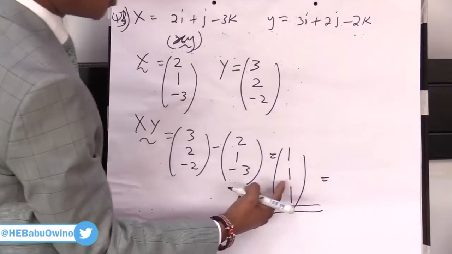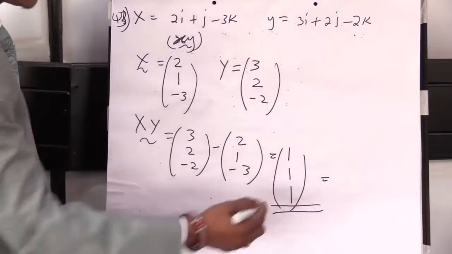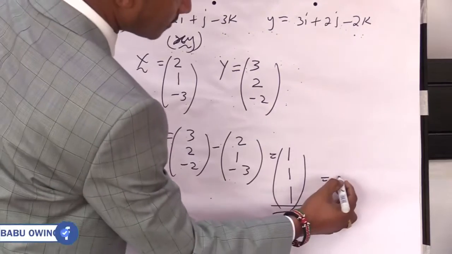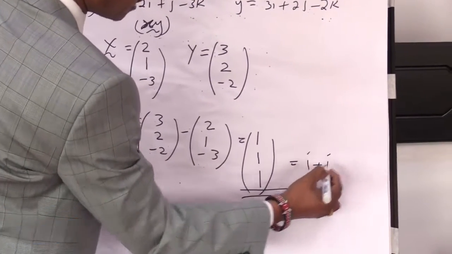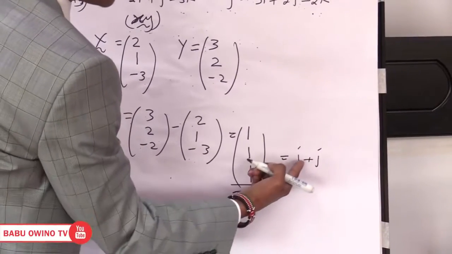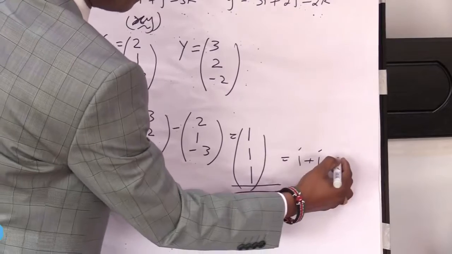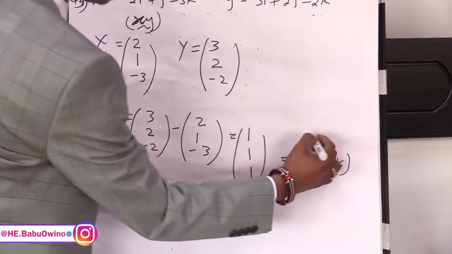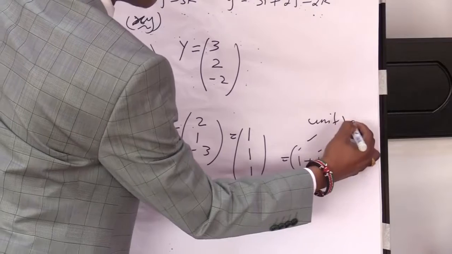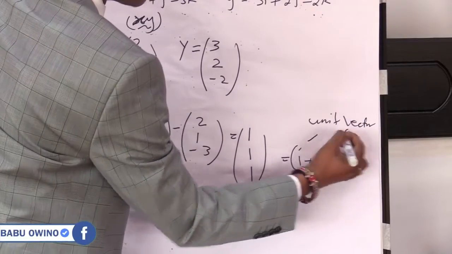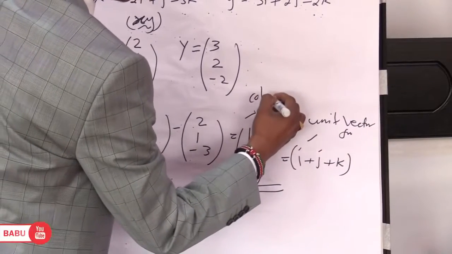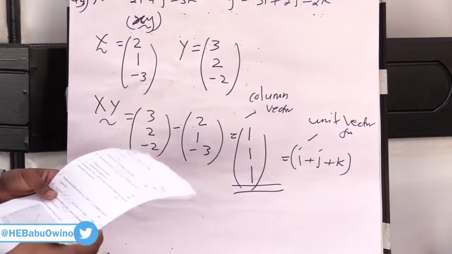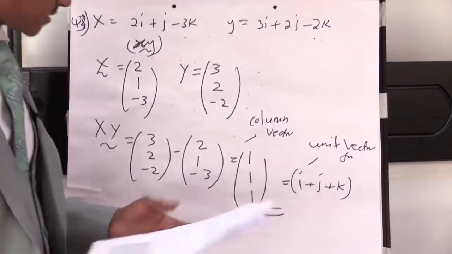This in unit vector form, this is our answer. So we are done with that question. But this in unit vector form is 1i plus 1j, which is the same as i plus j plus k. But in column vector form, this is unit vector. This is column vector. And we are done with that question, and you harvest your 3 marks.